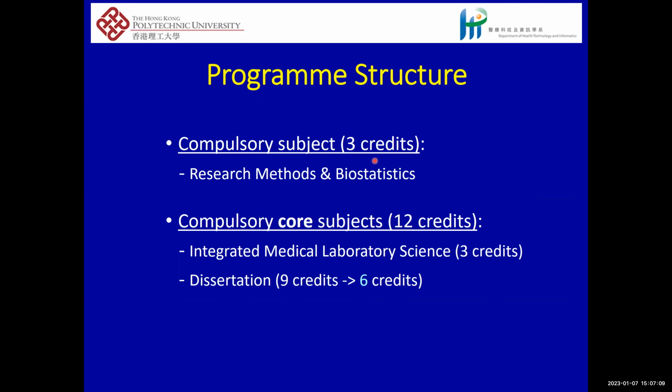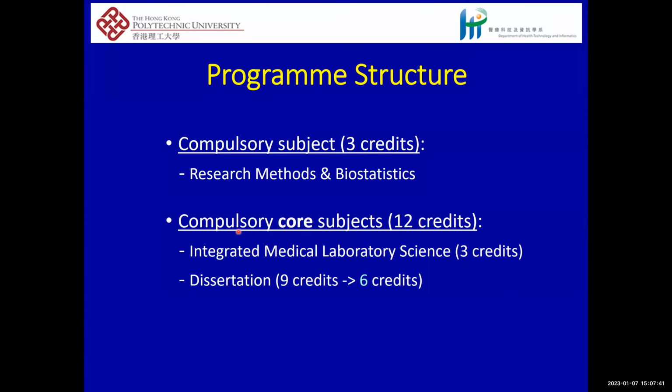So about the program structure, I'm going to talk about the subjects, and later I will show you the summary table, followed by a Q&A section. Okay, so for MLS, we have compulsory subjects, but you see the compulsory subjects, 3 credits is related to research method and biostatistics, the more basic part. And if we talk about more MLS related, we will call this core subject.